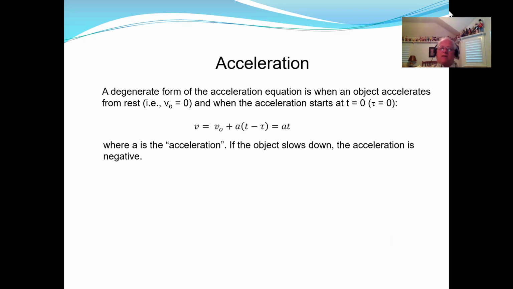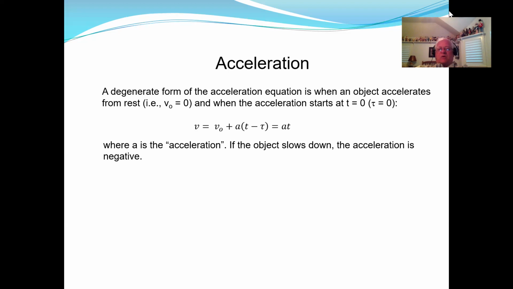Okay, so we can come up with a degenerate form of this more general equation if we assume that the initial velocity is zero. In some cases you can, some cases you can't. But oftentimes we have objects that start from rest. That is, they're not moving when the acceleration starts. In that case, v naught is zero. And if I set my stopwatch such that 0 seconds is right at the beginning of the acceleration, then my tau is 0 too.